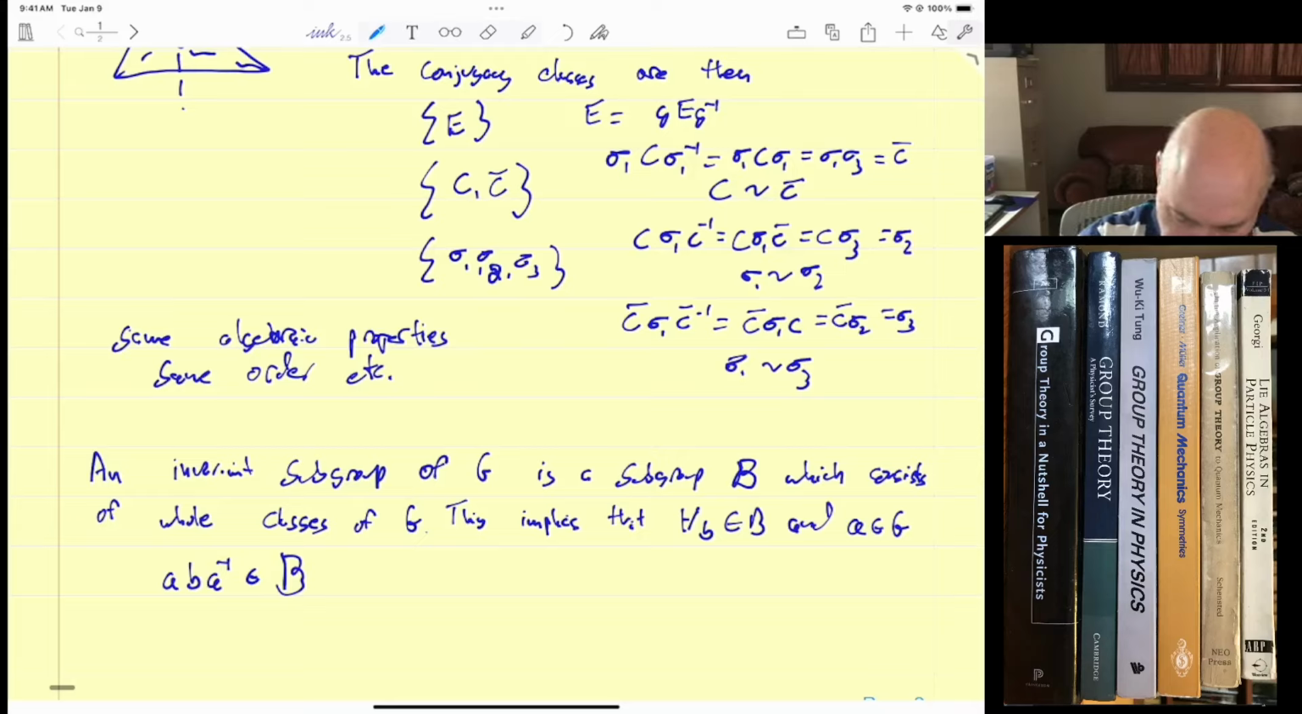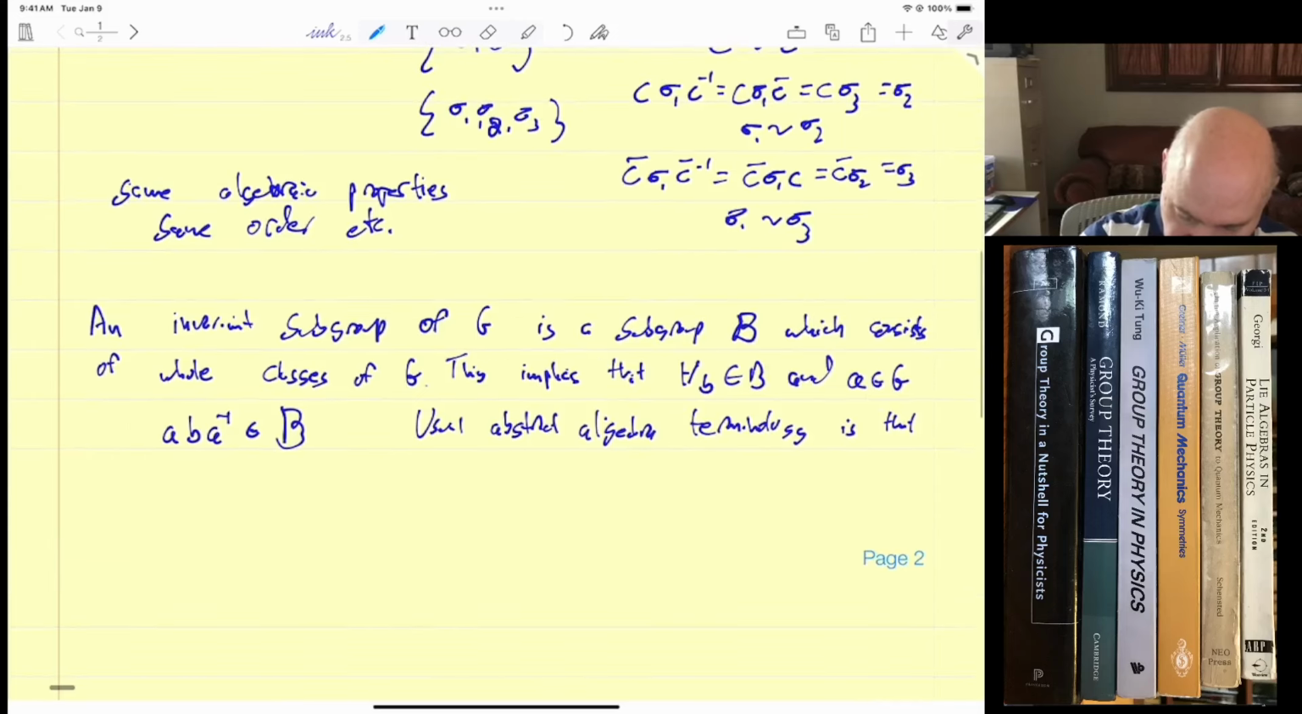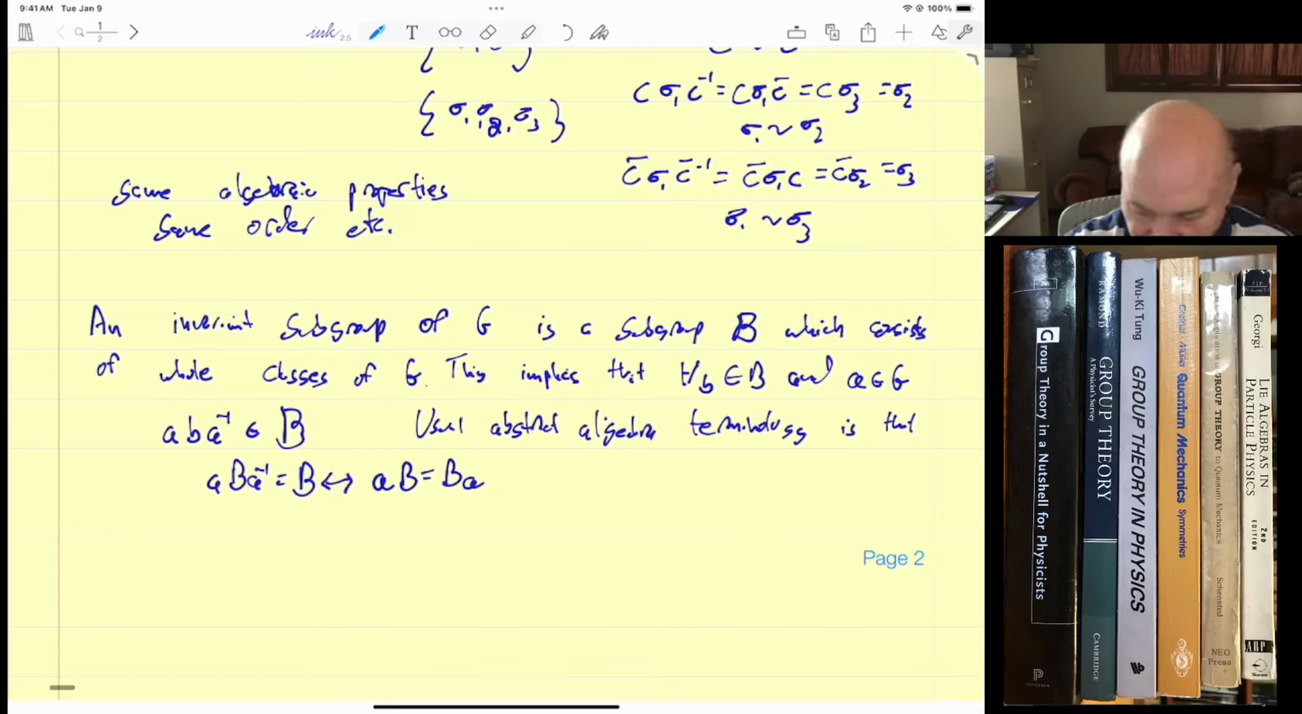when you have a normal group, like the usual abstract algebra terminology is that as cosets, A B is equal to B A. That's the same thing as A B A inverse equal B. This is equivalent. So these are what's known as normal groups or invariant groups.